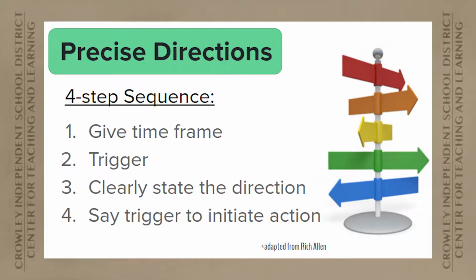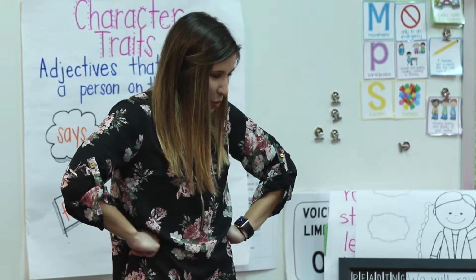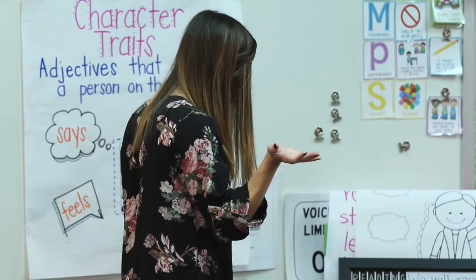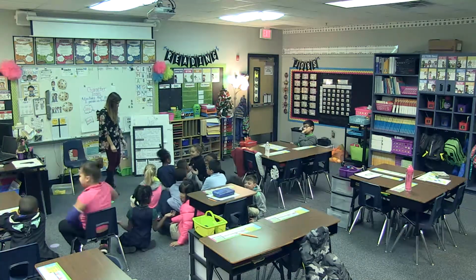Teacher clarity plays an important role in classroom management. Ms. Fuller gives clear directions and provides students with the trigger word GO to know the precise moment they will begin a task. In just a second, when I say go, I want you to turn and look at your partner and say, what's a character trait? Ready? Go. What's a character trait?